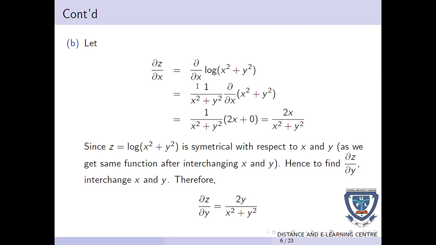Okay. Now for B, partial z partial x is equal to partial of log of x squared plus y squared with respect to x, and that will give us 1 over x squared plus y squared times partial of x squared plus y squared with respect to x. And when you continue the derivative, you are going to have 2x over x squared plus y squared. Since z is equal to log of x squared plus y squared is symmetrical with respect to x and y, as we get the same function after interchanging x and y, hence to find partial z partial y, interchange x and y, therefore partial z partial y will still give us 2y over x squared plus y squared.